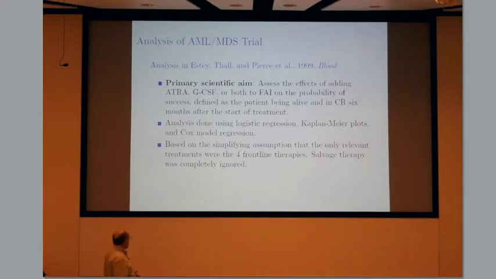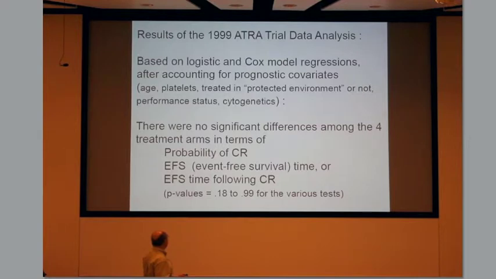Or was in 1999. We did conventional analysis. We fit a logistic regression model with the probability of this event. We did Kaplan-Meier plots, which Ken Hess has told you all about. We did Cox model regression, and we did the standard things. And we did all this based on the simplifying assumption that the only things that mattered were the 4 frontline therapies. And as I hope I will convince you in a few moments, that was a pretty dumb thing to do. Because we didn't know that.